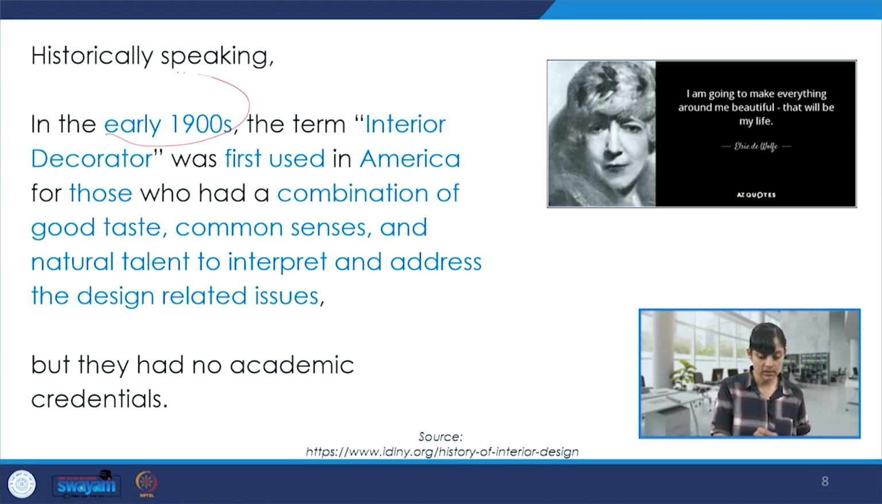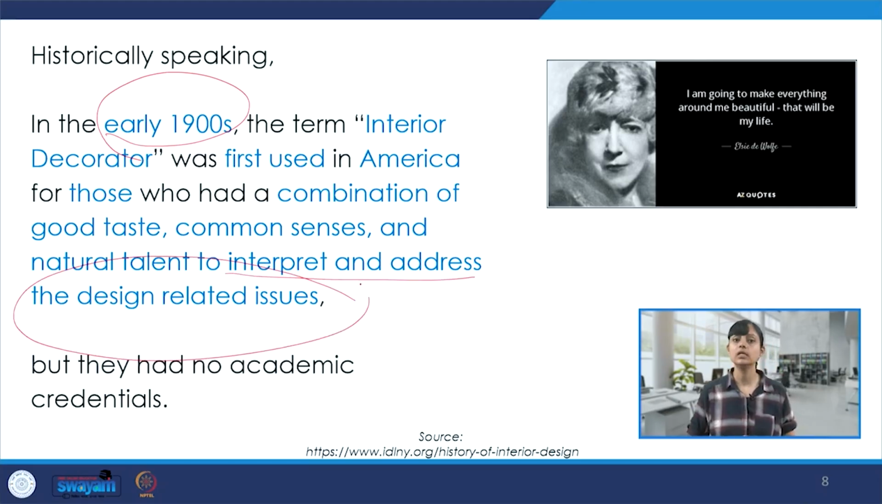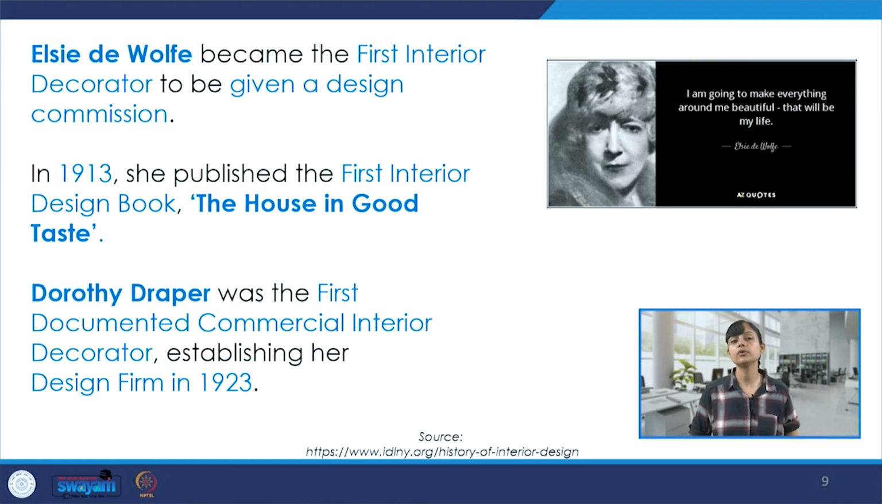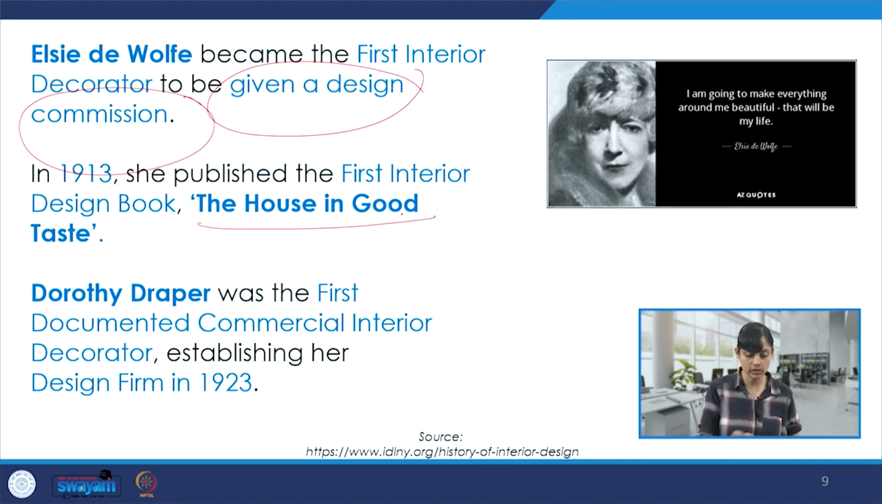So in the early 1900s, the term interior decorator was first used in America, and it was used for those who had a combination of good taste, common sense, and natural talent to interpret and address design related issues, but they did not have an academic credential or a degree to be called interior decorators or interior designers. So Elsie de Wolfe became the first interior decorator, and a design commission was given to her. And in 1913, she published the first interior design book, which is The House in Good Taste. It's a very good reference.